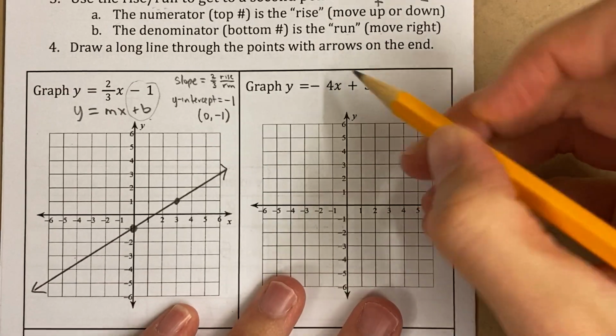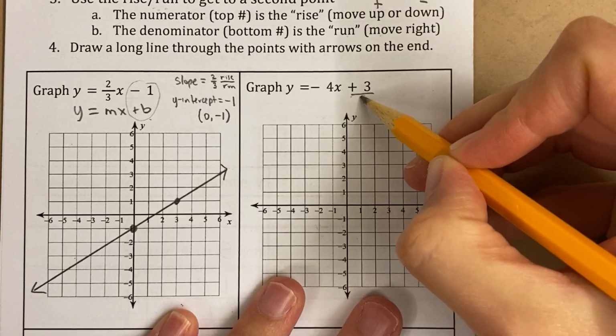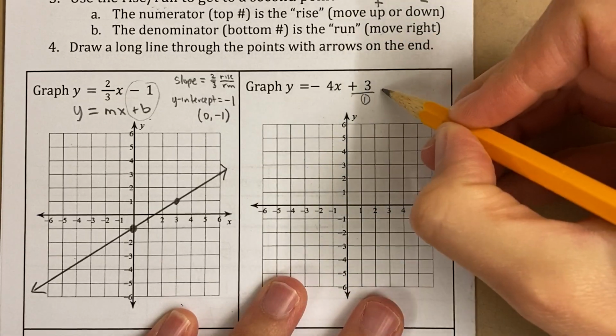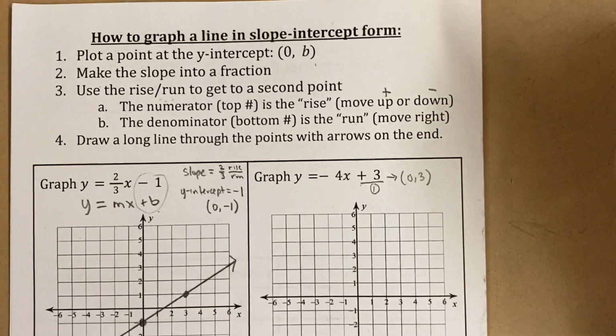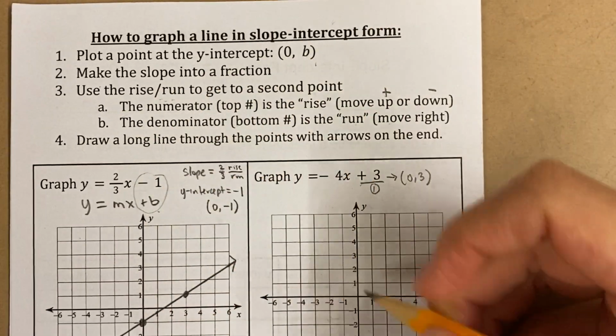I'm going to start my graph at the y-intercept, right? I always start at the y-intercept. So I'm going to graph a point at 0, 3. Okay, I'm plotting a point at the y-intercept. That's here.